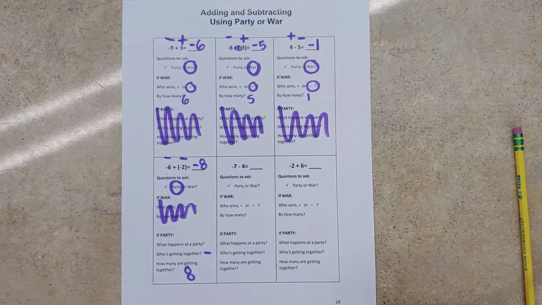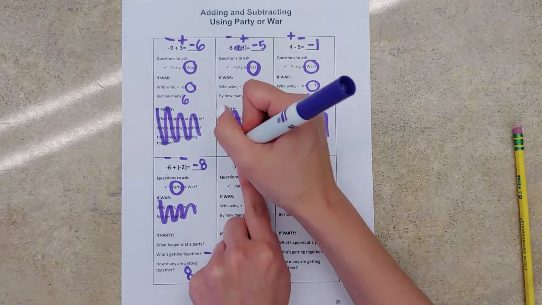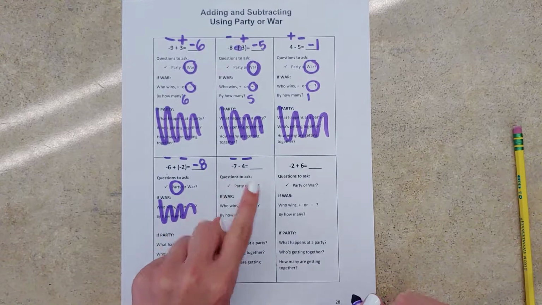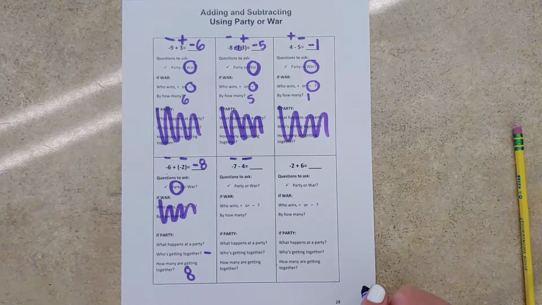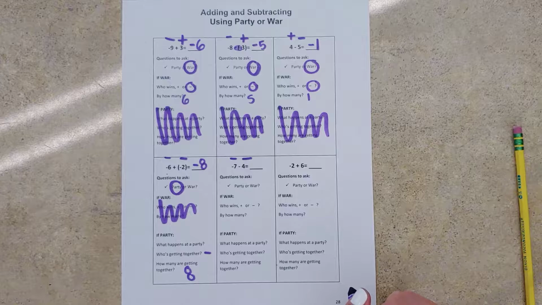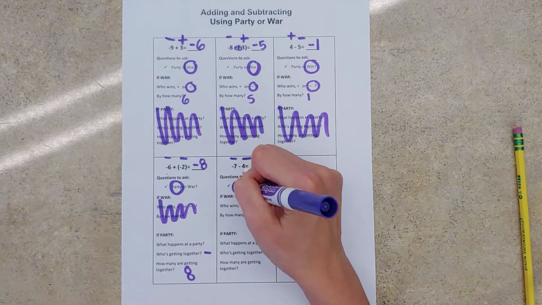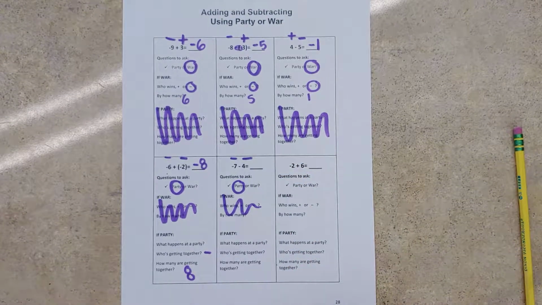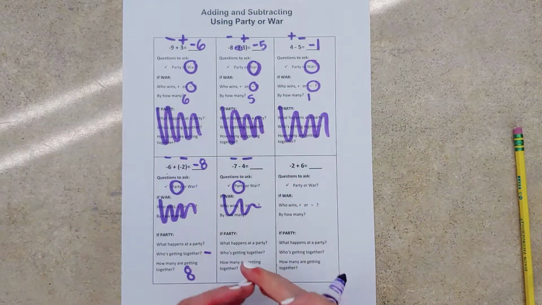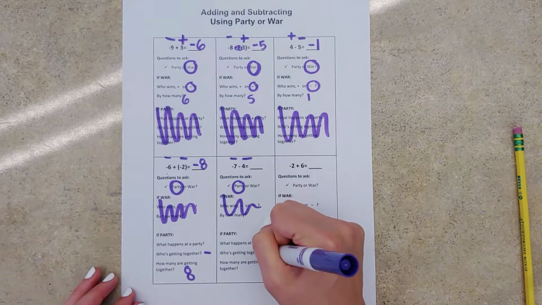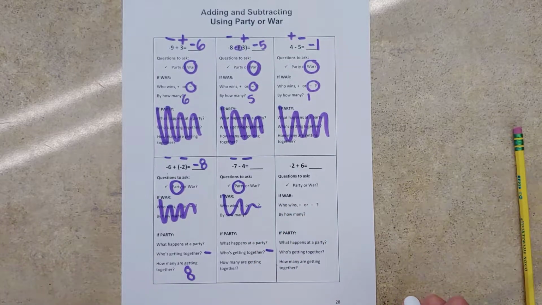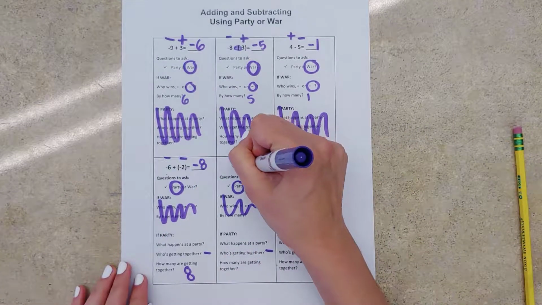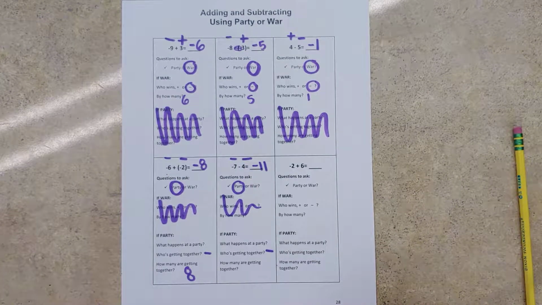All right, let's try it with a new example. Cover that number up. We've got a -7. We've got a -4 because the negative sign and the subtraction sign are the same. Questions to ask. All right, do we have a party or war? We have a party because we have 2 of the same thing, so we can get rid of that war. What happens at a party? People are coming together. Who's getting together? The negatives are. And how many people are getting together? So we already have 7, 4 more joined us. We've got a total of -11.